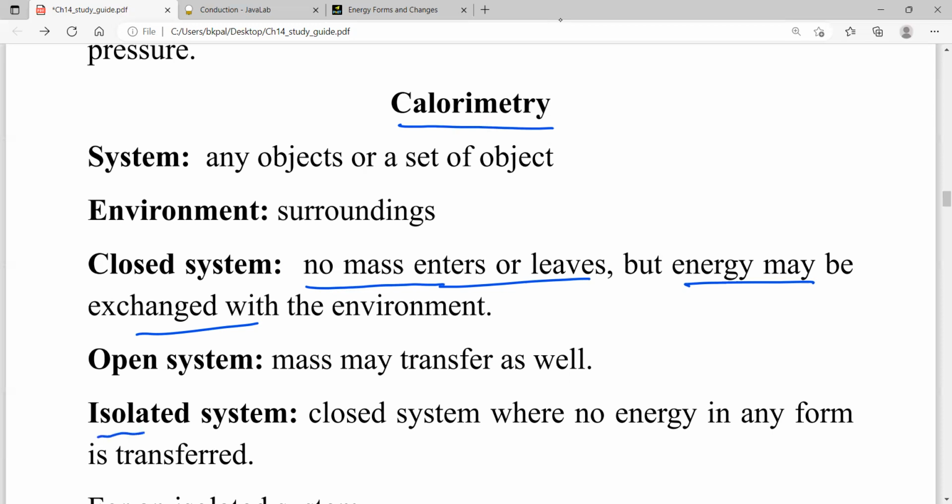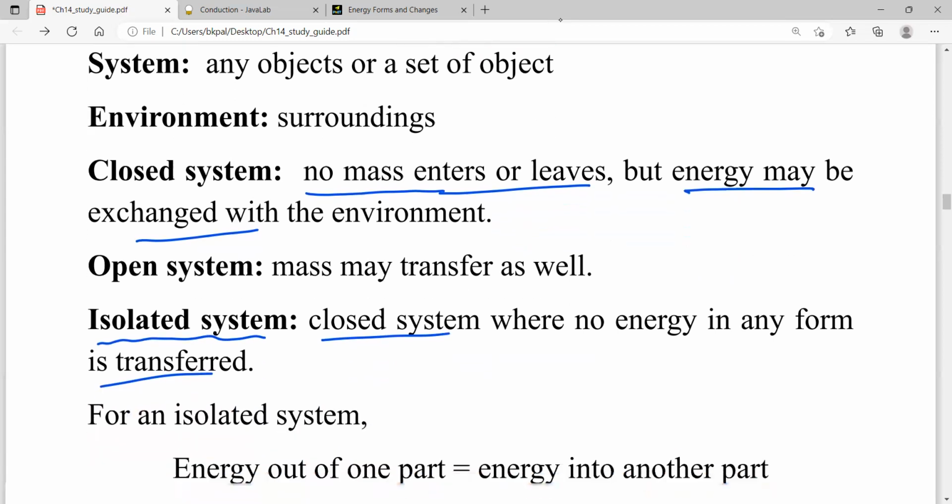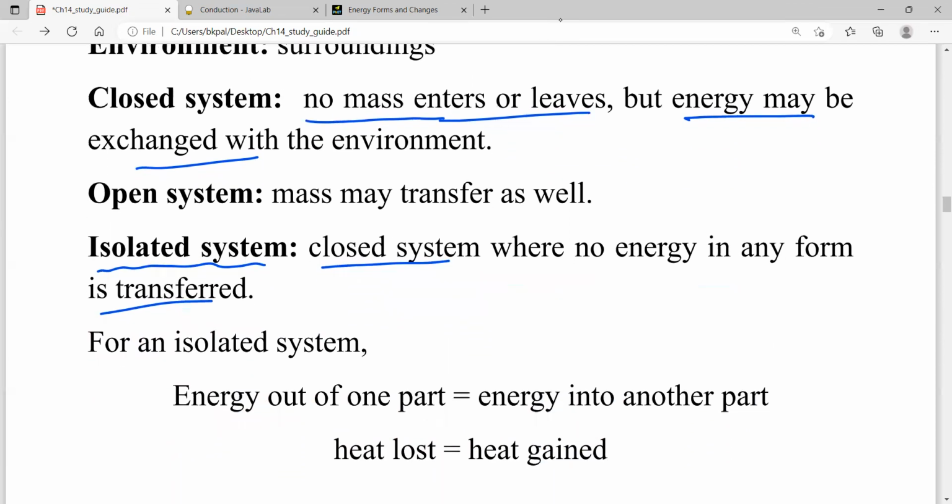But the important thing is the isolated system. We will be basically using the isolated system. An isolated system means a closed system where no energy in any form is transferred. That means energy as well as mass are not allowed to go in or come out. So the isolated system means that.